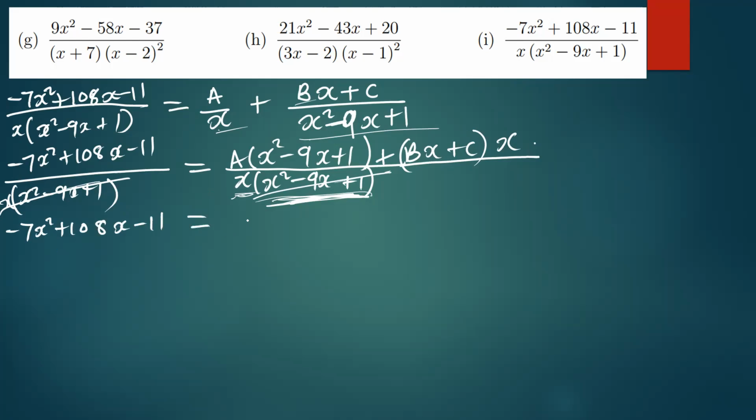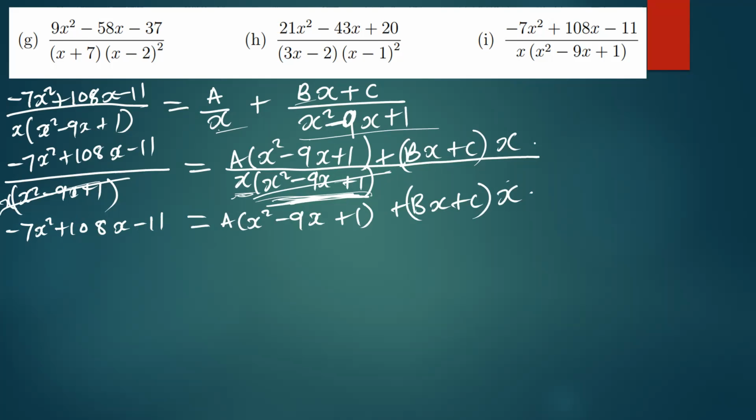And this will be equal to A times x² minus 9x plus 1, then plus Bx plus C, and then you have this x. So now the next thing you need to do is to find the values of A, B, and C. In such a situation, you don't need to find a number that will cancel the other term, meaning you only have one option, which is comparing the coefficients of the various terms here.